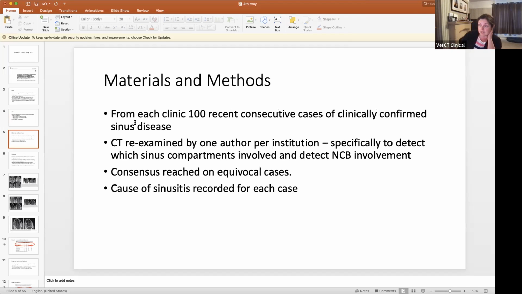They re-examined the CTs, one author per institution, to specifically detect which sinus compartments were involved and whether or not there was nasal conchobullar involvement. If there were cases that were equivocal, they discussed them between themselves and reached a consensus. And they recorded the clinical cause of sinusitis for each case from the clinical records. So whatever the surgeon or clinician in charge of the case had decided was the cause of the sinusitis, they recorded.